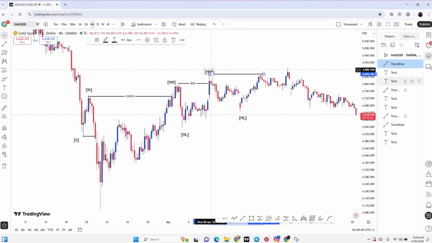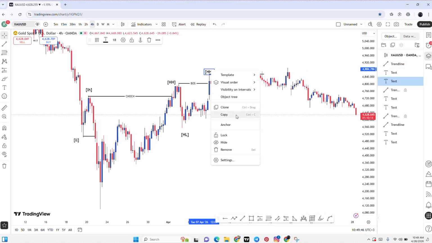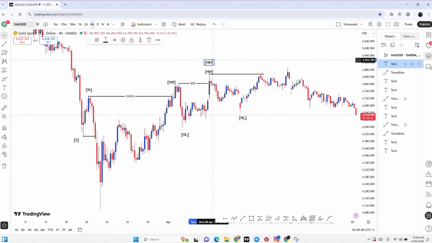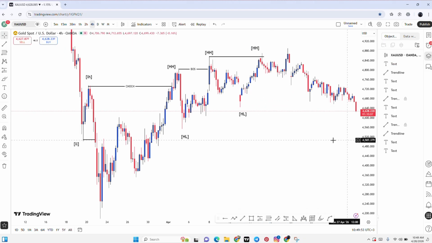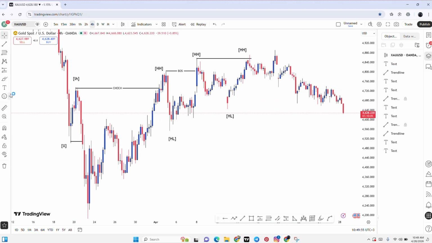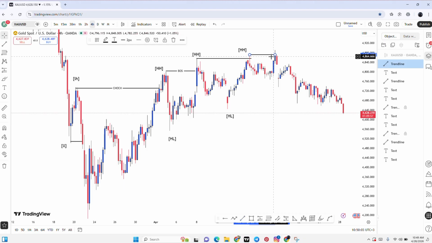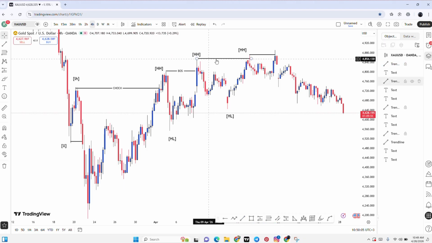So this high over here will be our new higher high. Technically, price is bullish until we get a change of character. Then we want to see if we took the higher high again. We can see we took that high.